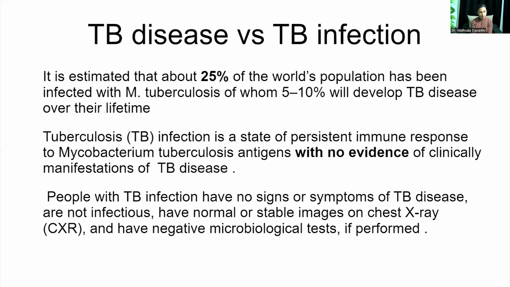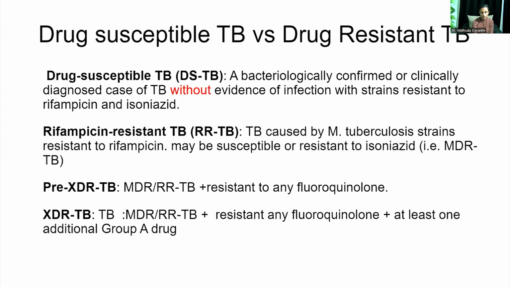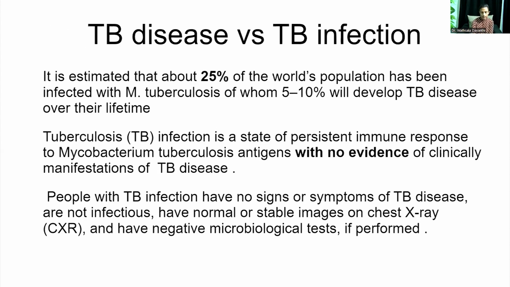People with TB infection, we define as having a persistent immune response to Mycobacterium tuberculosis antigen with no evidence of clinical manifestation of TB disease. So people with TB infection will not have any signs and symptoms of TB disease. The chest X-rays will be normal or static, and if they are tested with microbiological tests, those will be negative. So that is TB infection. I'll be talking in detail about the diagnosis of TB disease, and some facts about diagnosing TB infection as well, at the end of the lecture.